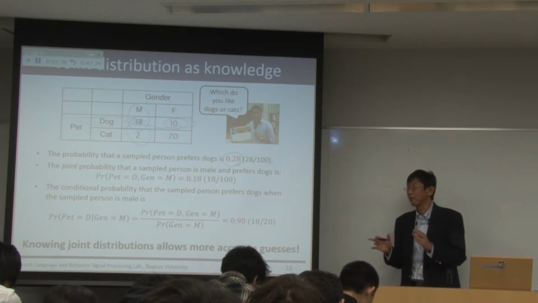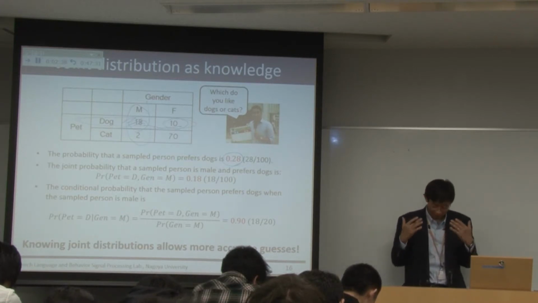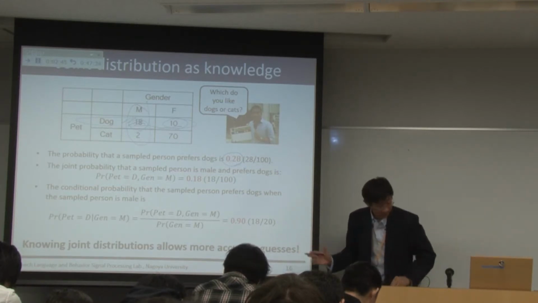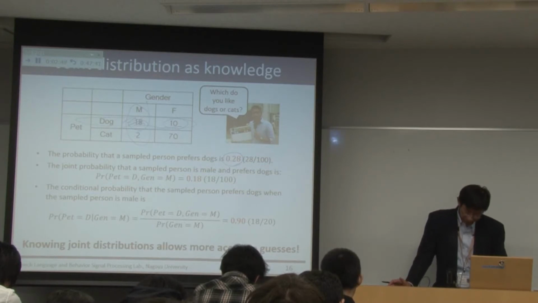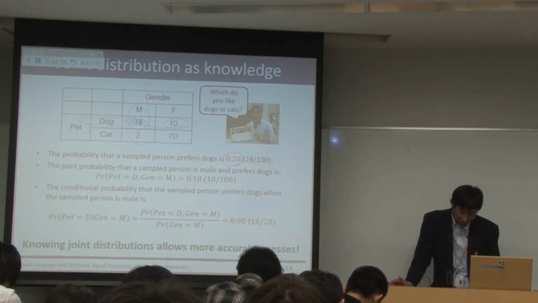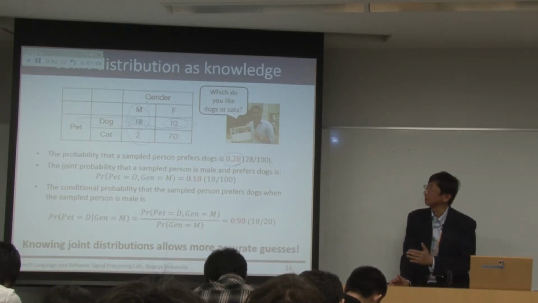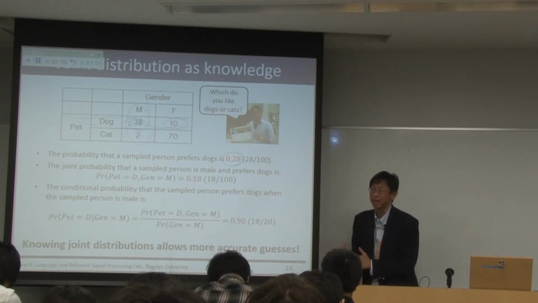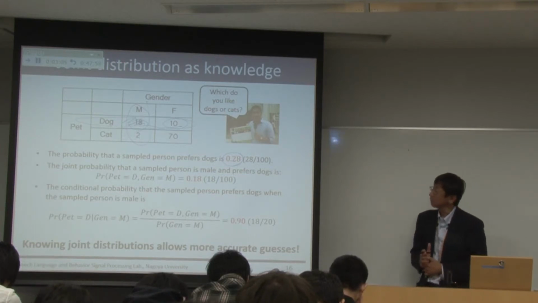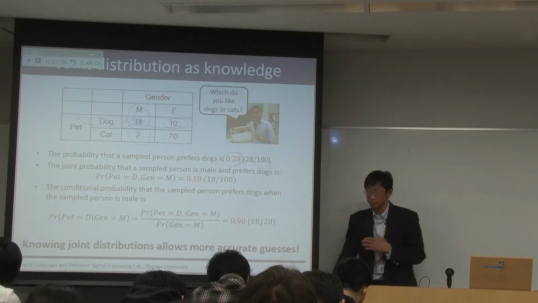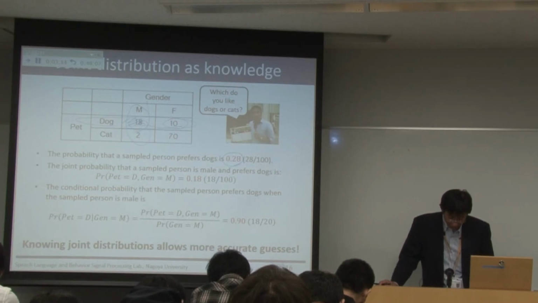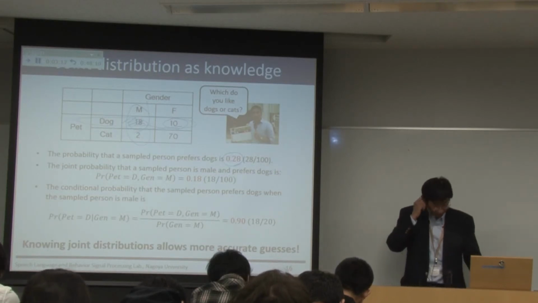That is the key idea of building the human behavior system, to me at least, based on data circulation or big data analysis. The conditional probability that the sampled person prefers dogs when the sampled person is male. So you knew that the sampled person is male before asking the preferred pets. Then the probability that the person prefers dogs to cats is 0.9.